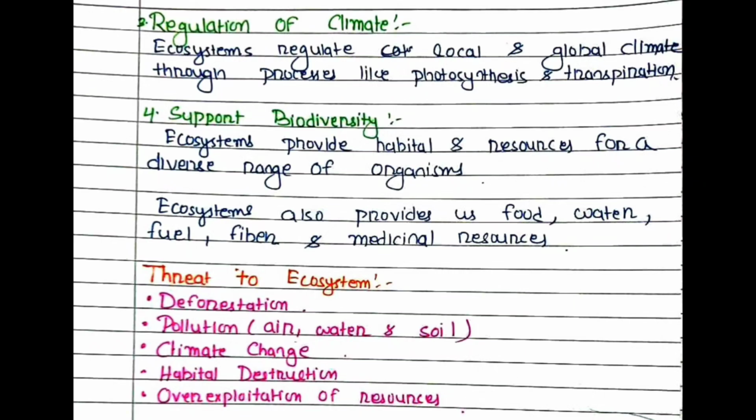Then comes the threat to the ecosystem. What are the threats for the ecosystem? First comes the deforestation. Eliminating forest is a great threat to the ecosystem. Then comes the pollution, the air pollution, water pollution, soil pollution are also threats to the ecosystem. They are destroying the ecosystem. Then comes the climate change. The habitat destruction is also a threat to the ecosystem, and the overexploitation of the resources is also destroying the ecosystem. These are all the threats to the ecosystem.